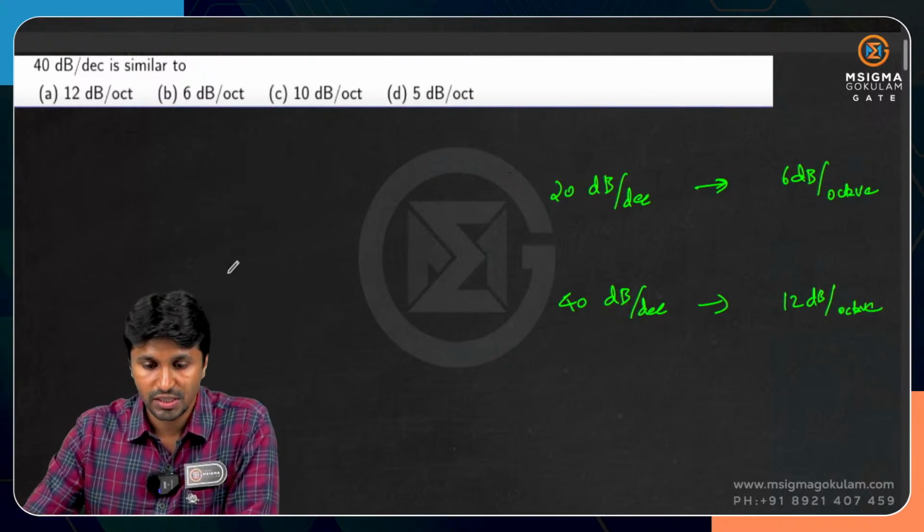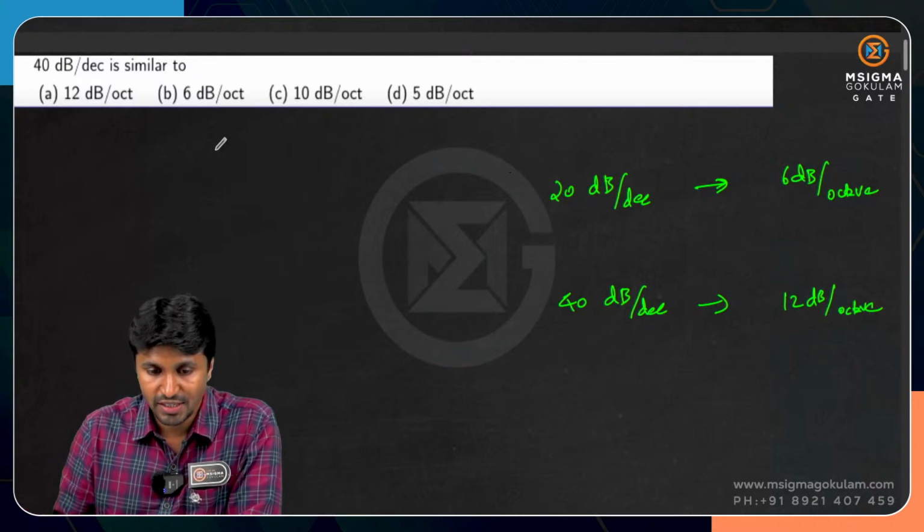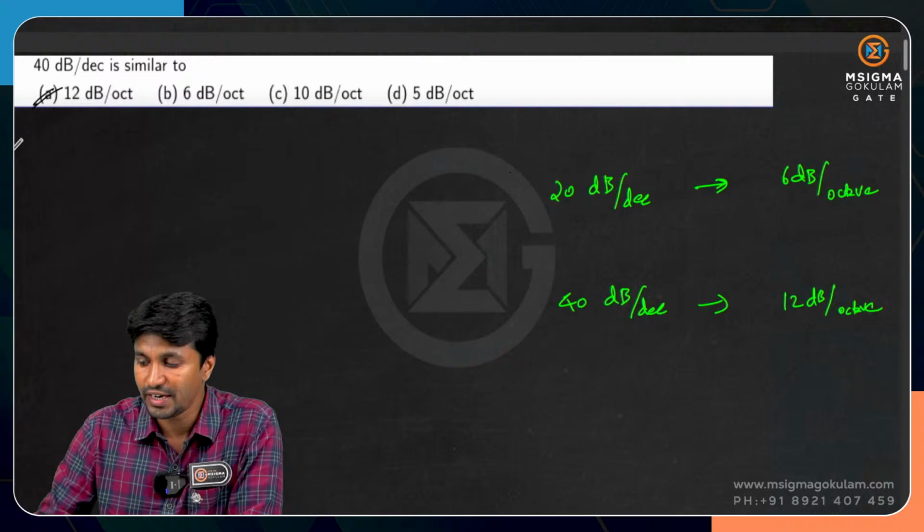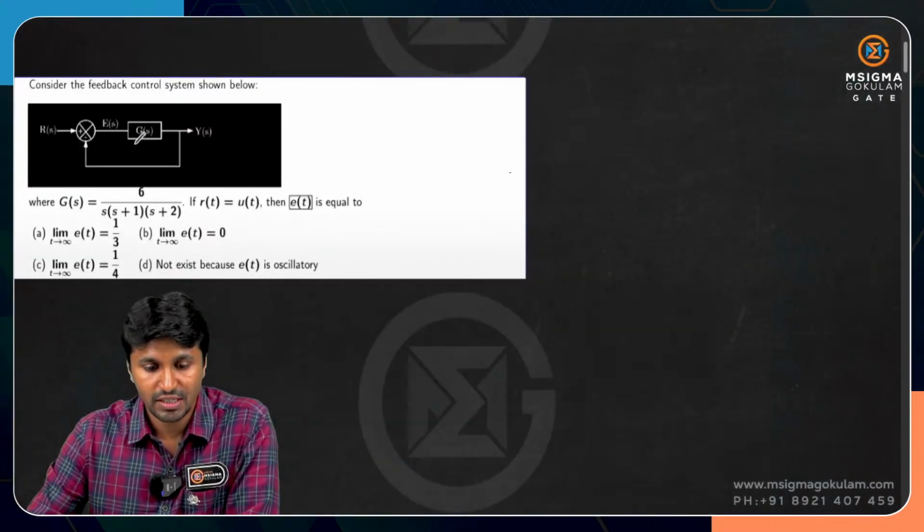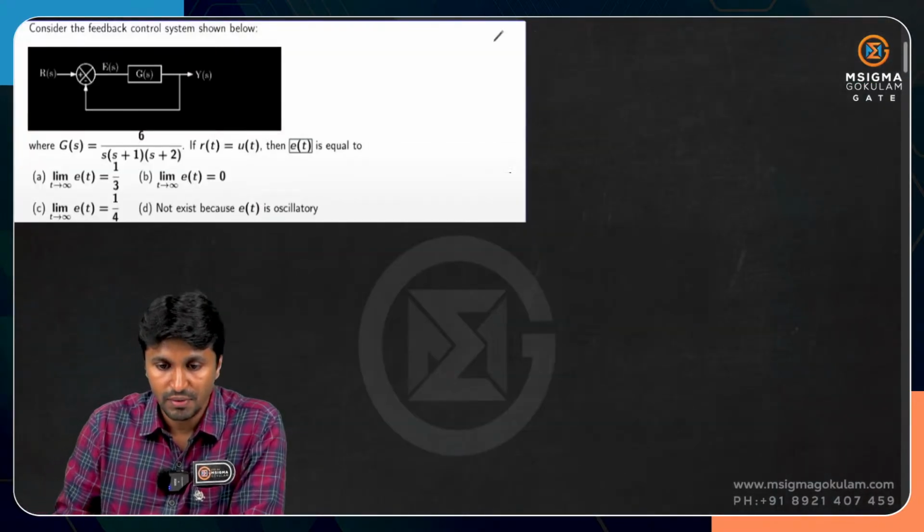So this is nothing but this problem. The answer is 12 dB per octave, option A. Option A is the correct answer, right. Now look at the next question.